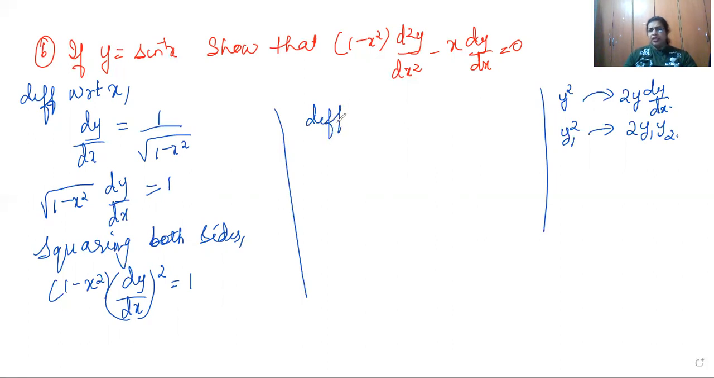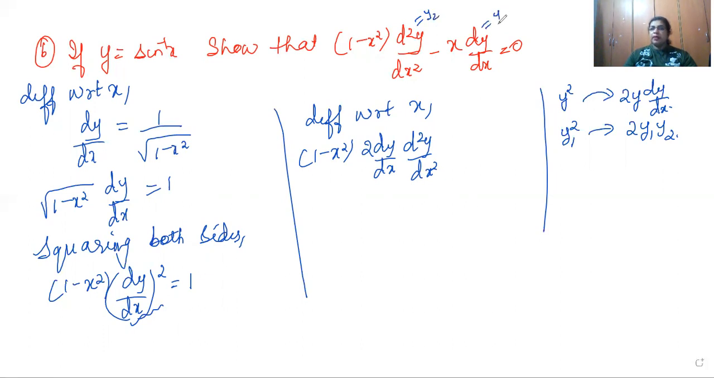So I differentiate with respect to x. So it is a product rule. First term into, now this is dy by dx the whole square. So what is it? 2 into dy by dx into, what is dy by dx's derivative? d square y by dx square, or 2y1 y2. If you're getting confused, in place of d square y by dx square, you can write y2. In place of dy by dx, you can write y1. Plus dy by dx the whole square into minus 2x is equal to, derivative of 1 is 0.